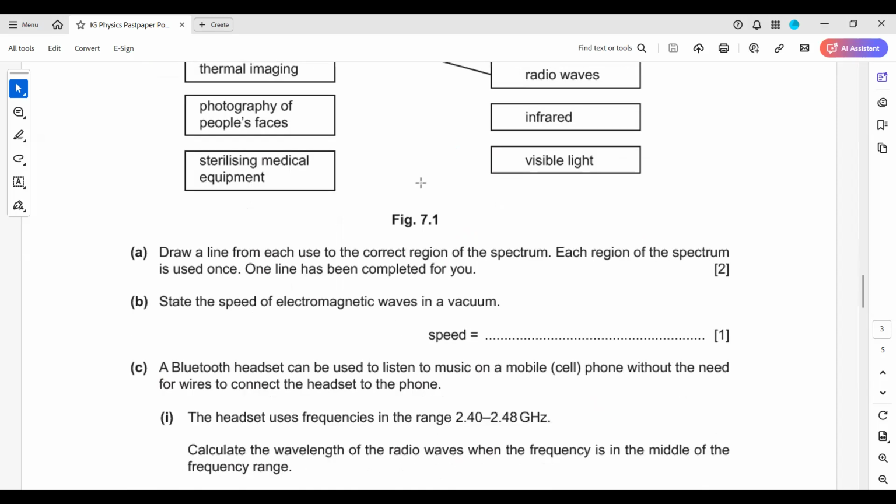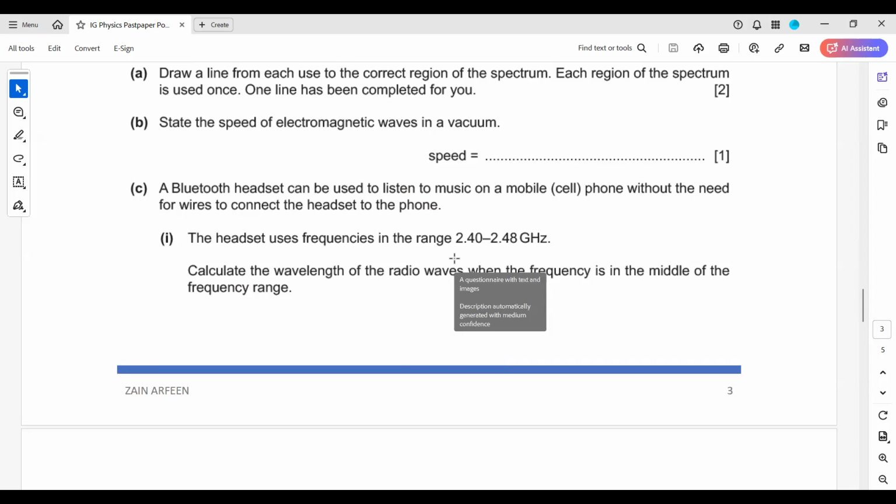A Bluetooth headset can be used to listen to music on a mobile or cell phone without the need of a wire to be connected to the handset. The headset uses a frequency range from 2.4 to 2.48 gigahertz. Calculate the wavelength of a radio wave when the frequency is in the middle of the frequency range.